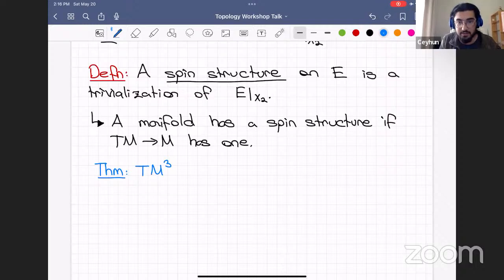The tangent bundle of any three-dimensional manifold is trivial. So specifically, in particular, if we restrict this tangent bundle to the two skeleton, we do have a trivialization, and that will be a construction on this three-dimensional manifold.